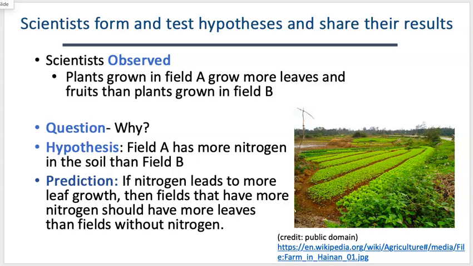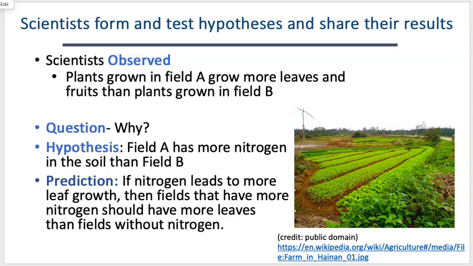Based on your background knowledge, maybe you suspect that it's the soil content, that fertilizer was placed on the fields. Perhaps field A has more nitrogen. Maybe it was fertilized more than field B. So maybe the explanation, the hypothesis that we're testing here, is that field A has more nitrogen in the soil than field B, and that's leading to the difference that we're seeing in plant growth in regards to leaves and fruits.